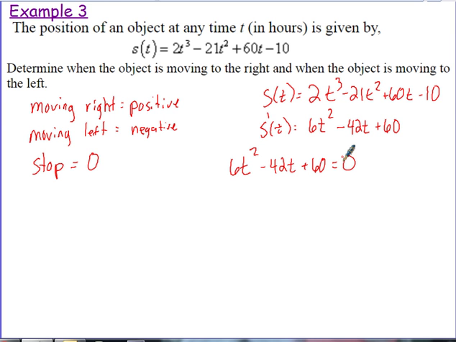Say that again. How do I do this? Oh, I thought you said it. You're going to factor. Factoring helps. Actually, before I even factor, can I reduce it? I can reduce this. These are all divisible by what? 6. So if I take out that 6, what's left? t squared minus 7t plus 10 equals 0.